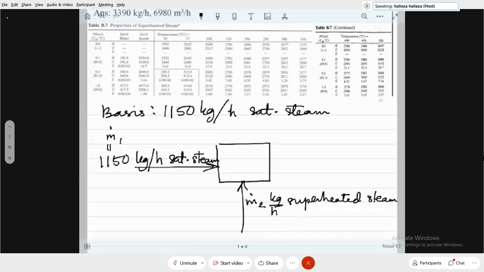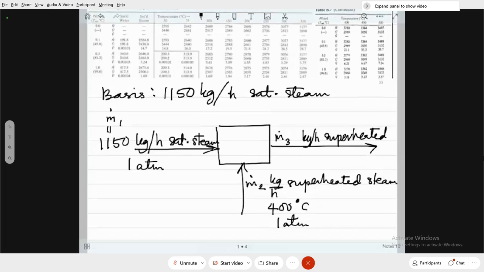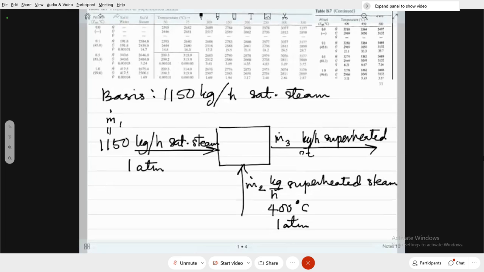Okay, and what's the temperature given? The temperature is 400 degrees C, and the pressure is 1 bar. Oh, sorry, 1 atm. Another thing, your saturated steam is at 1 atm. And the stream coming out is the desired stream, which is superheated steam. Again, you don't have that value, so you need to write down the kilogram per hour. Superheated steam. And what is the temperature? 300 degrees C and 1 atm. Yeah, that's the information that is available.